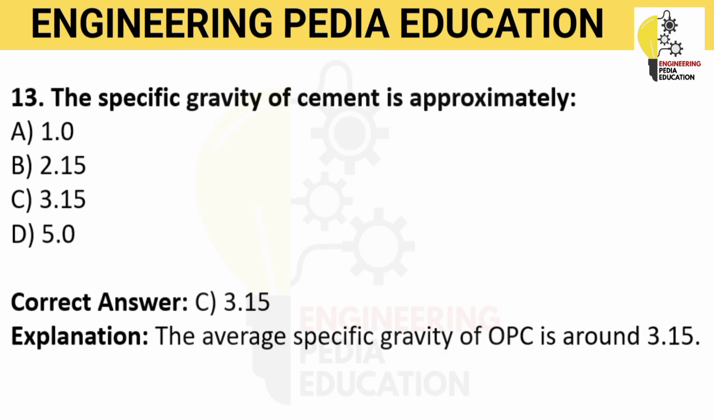Why is it important? Specific gravity is used for concrete mix design, calculating voids, quality checking of cement, and determining density relationships. And there are various tests used to determine it: the pycnometer method and the Le Chatelier flask method.